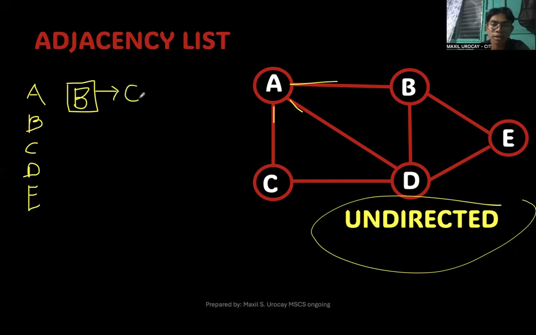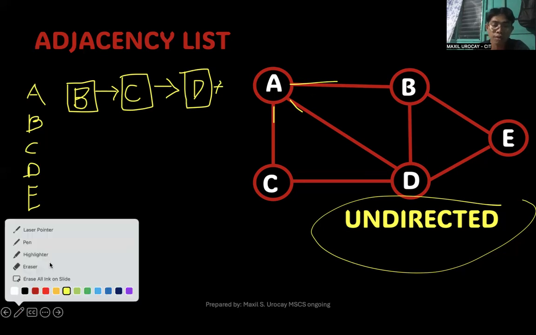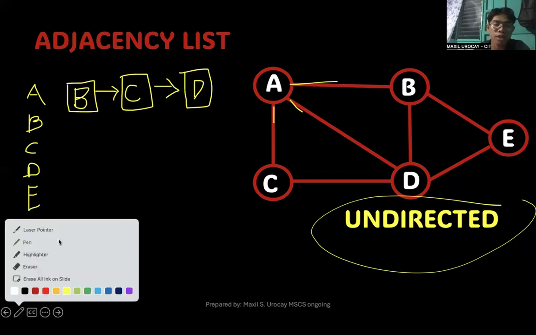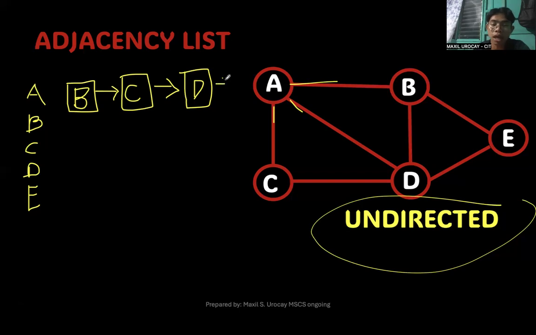Next adjacent will be C. Next adjacent will be D. It's okay if it's not sorted, that is fine since they are still adjacent to letter A. That won't matter. Since we are using a list, it must point to null, by the way. So that must be like that.